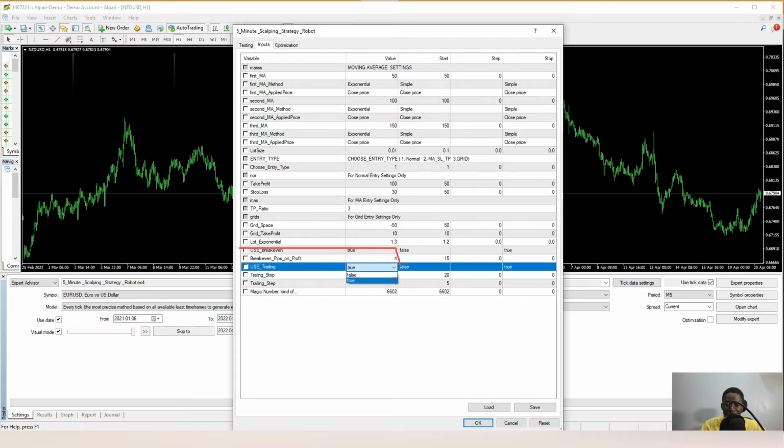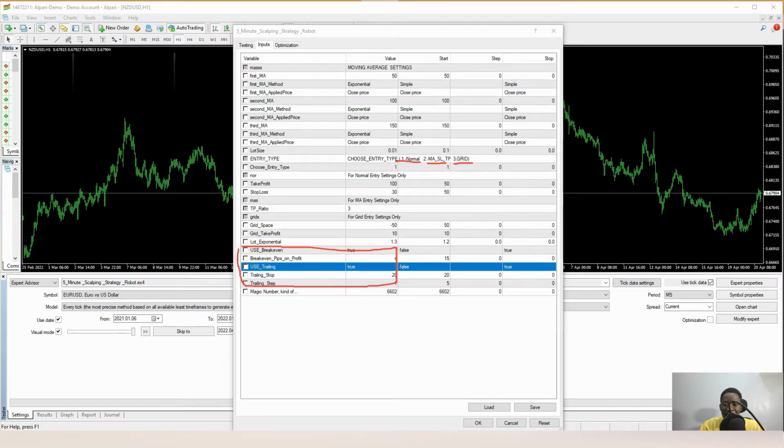Then if you want to use your trailing stop, you can also use that. If you set it to false, it's not going to work. But once you set it to true, it's going to use the trailing stop parameters here. And this magic number, you can just leave it the way you see it. And don't forget, this use break even and this trailing stop, they all work for either normal, for either MASL, or for either grid. So it works for the three of them together.